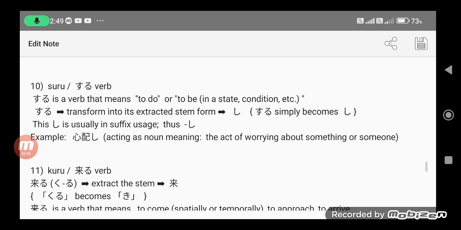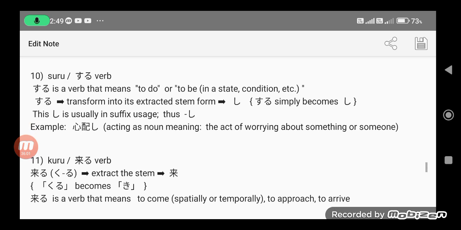So number 10 is the ru-verb. So you have noticed the ru-verb is a special case. So it is unlike the previous one, ru sound. You cannot say that the extracted form of suru is suri. So it's not suri. If you want to get the extracted stem or the masu stem for suru, it's not suri, but this is a special case. The extracted stem of suru is shi. Simply shi. Suru simply becomes shi.